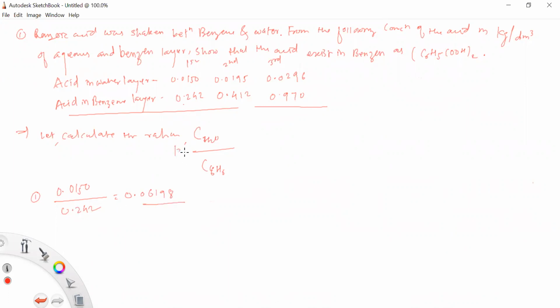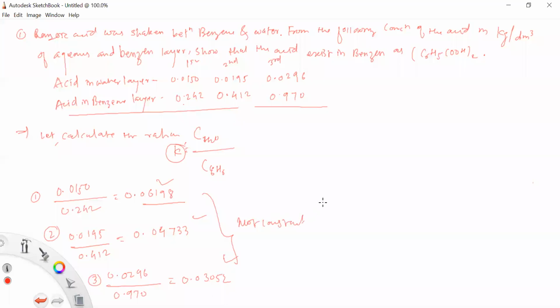सो द रेशिओ म्हणजेच K. सेकंड रेशिओ आपण घेतलाय 0.0195 upon 0.412 and it comes around 0.04733. And the third extraction, the ratio of your distribution coefficient, 0.0296 upon 0.970, it comes to around 0.03052, right? So the ratio is not constant. हा constant नाही आहे, right?